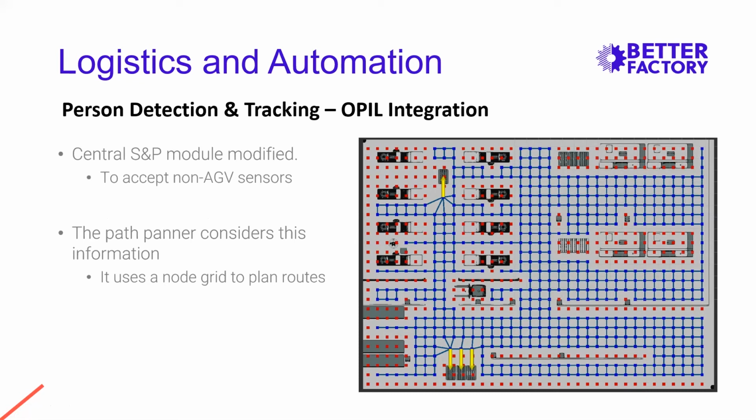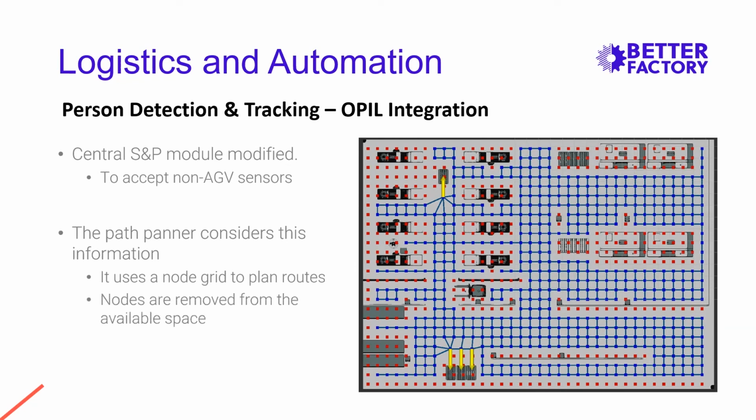Talking about how OPIL uses this information, it's transparent. The central sensing and perception module was modified to accept non-AGV information, because previously it was working only with information coming from the AGVs, the laser scanners, or the environment sensors installed on the AGV. And when forwarding this information to the context broker, the path planner already considers this occupancy local heat map.